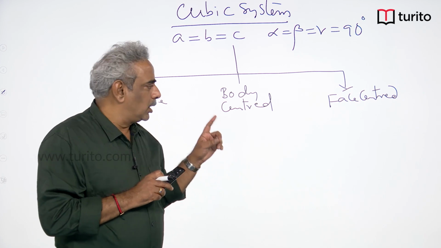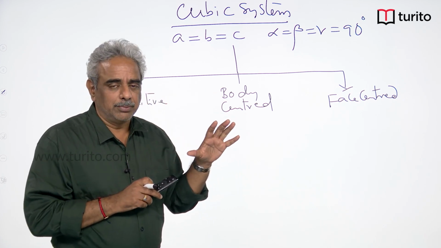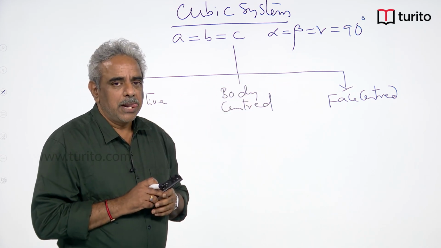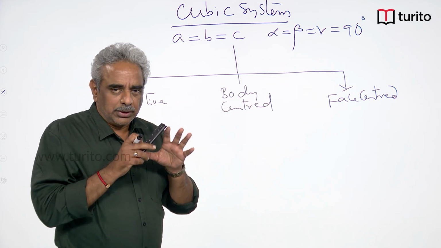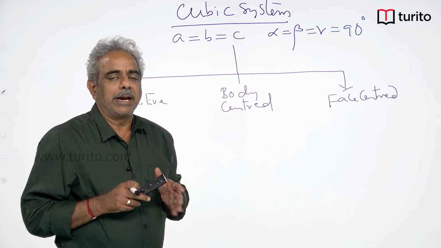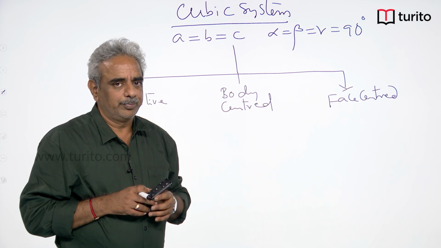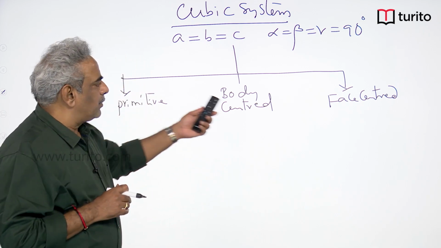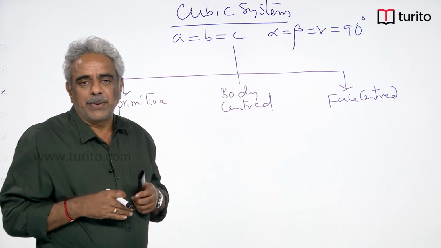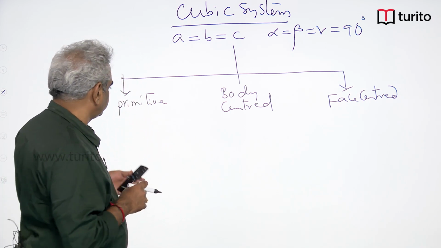Remember one thing, all of them are cubic systems, meaning they all satisfy these conditions. The angles are 90, and the lengths of all the sides are identical because it is a cubic system. So let us now take up one by one and try to study certain interesting aspects of those unit cells.